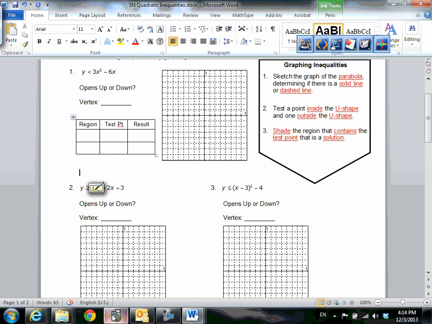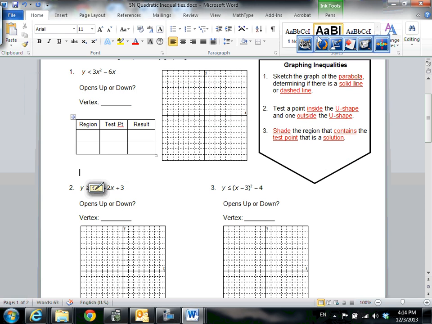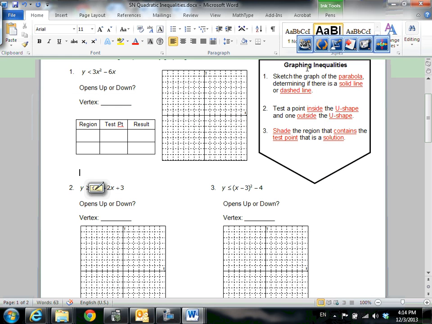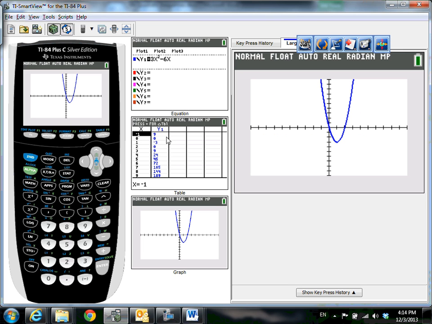So I'm going to go to my calculator. Got it graphed already. There's my y equals. Now we're trying to figure out whether I need to shade in or out. But before we do that, we need to actually graph this guy. So let's see where our vertex was. Looks like our vertex is at 1 comma negative 3. So 1 comma negative 3 we got there, and maybe 3 or 4 more points at most.